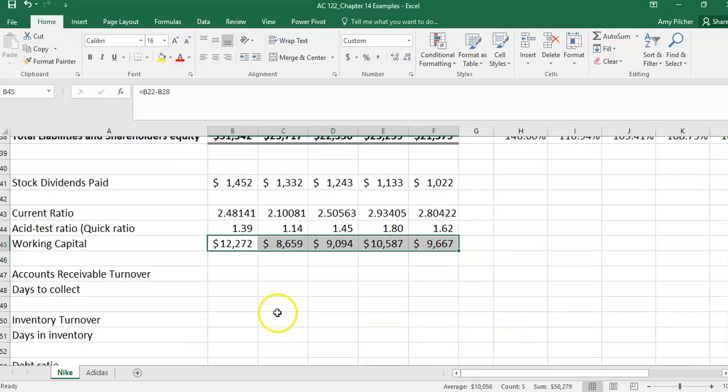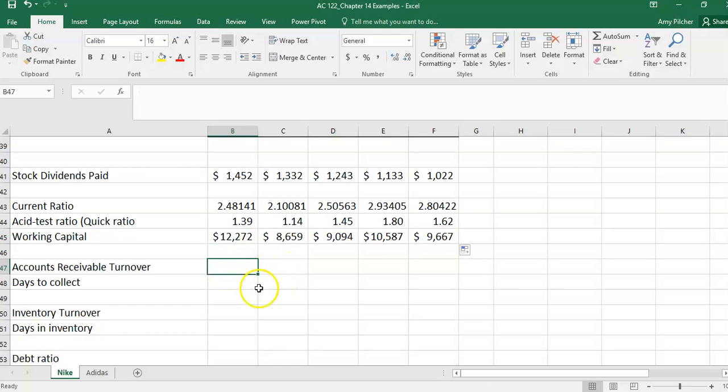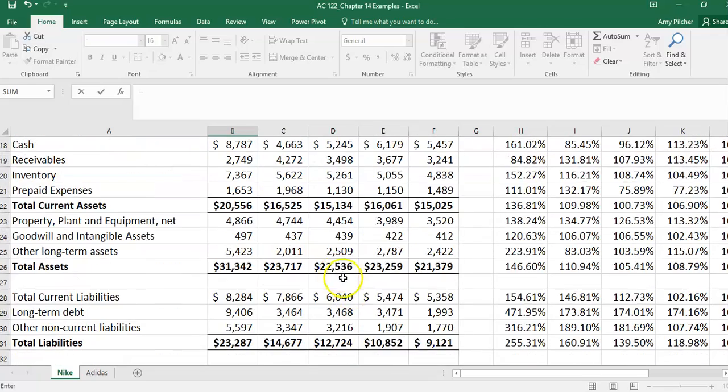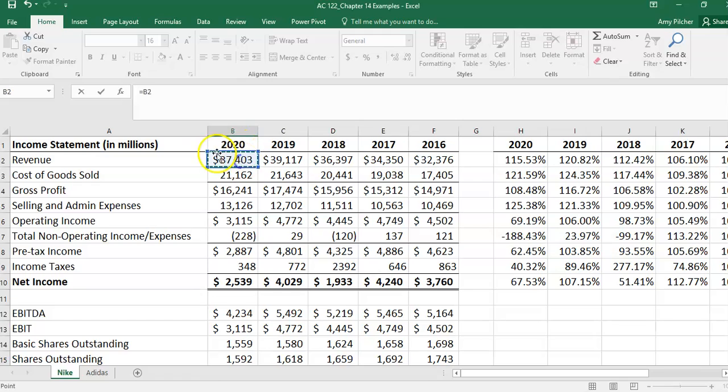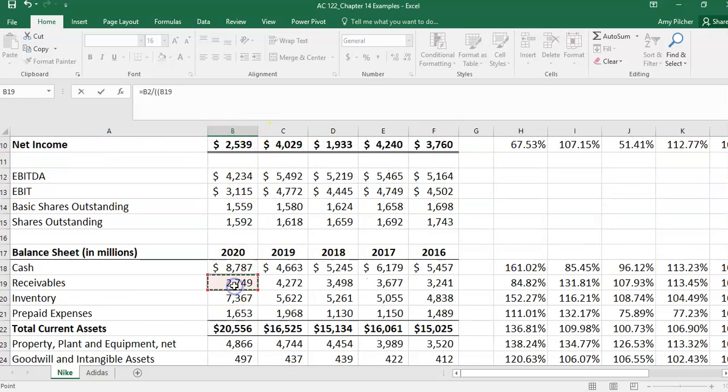pay debt. Accounts receivable turnover looks at how many times a year we turn over our accounts receivable. So how often we can collect on our accounts receivable. This is calculated by taking sales or revenues divided by average accounts receivable. Average accounts receivable, if we're looking at 2020, would be 2020's accounts receivable plus 2019's accounts receivable divided by 2. So we're going to take 2020 receivables plus 2019 receivables and divide them by 2.